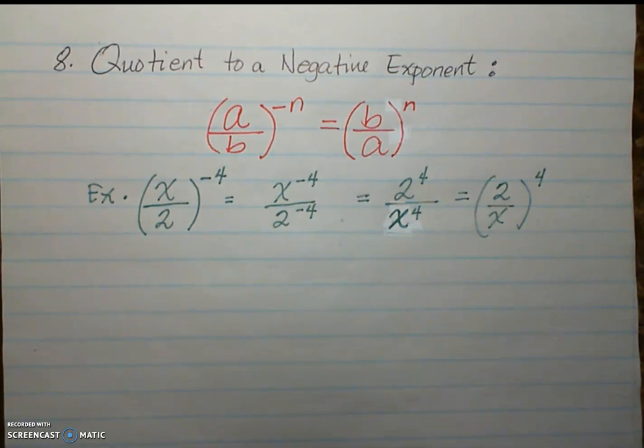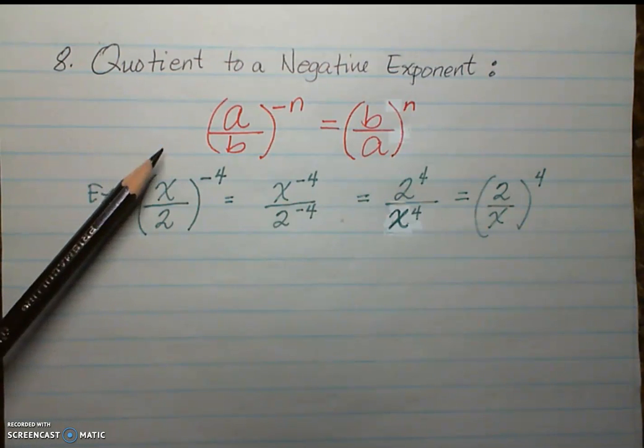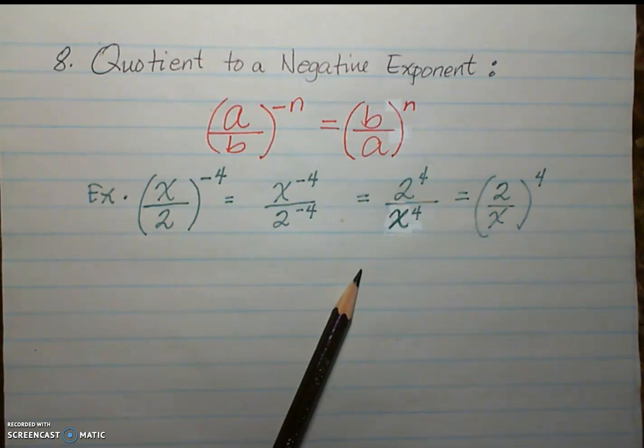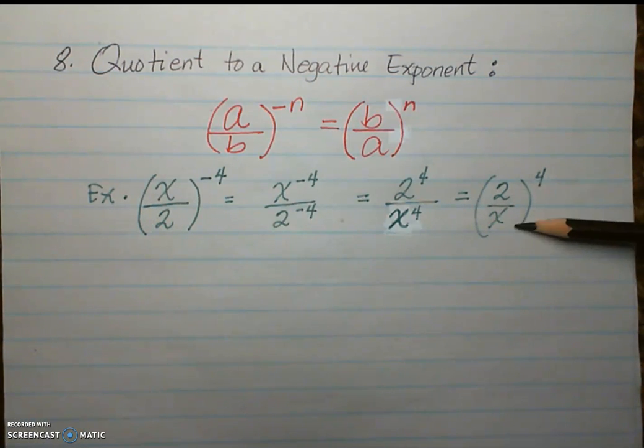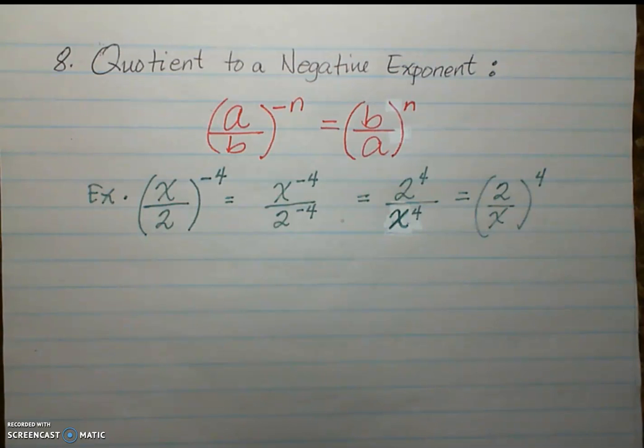So if we take a look at this, this is our example for this property. And notice that the numerator and the denominator, in order for us to make it positive, had flipped right here. And this is the whole work and the proof. And so this ends our lecture on the properties of exponents.